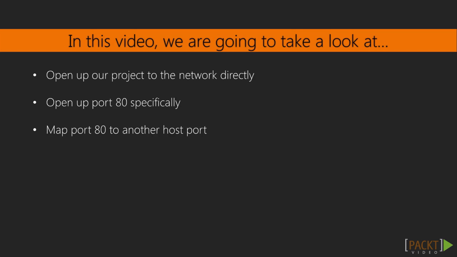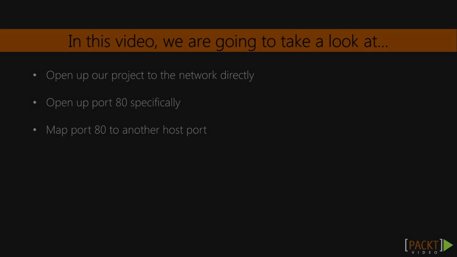We're going to open up our project to the network directly, open up port 80 specifically, and map port 80 to another host port. By the end of this video, we will understand our network options when deploying services to different environments. The simplest way for a container to communicate with the outside world is to use the same network as the host. Let's run our web project on our virtual private server, but this time access it without mapping port 80.